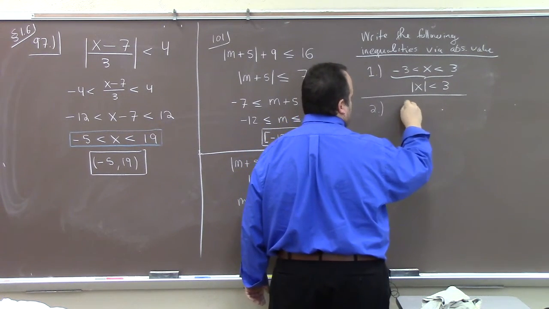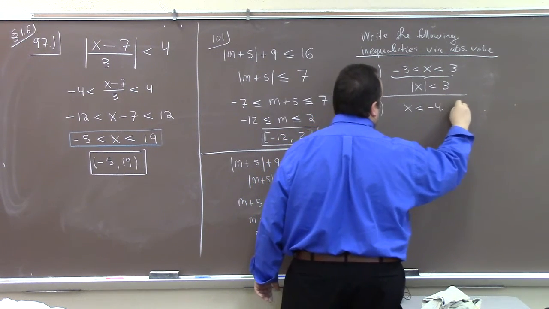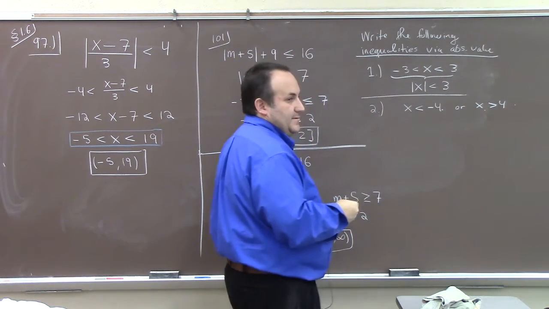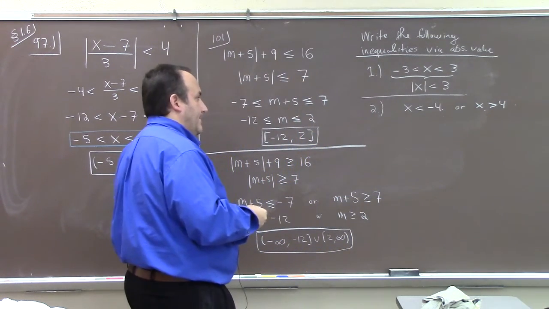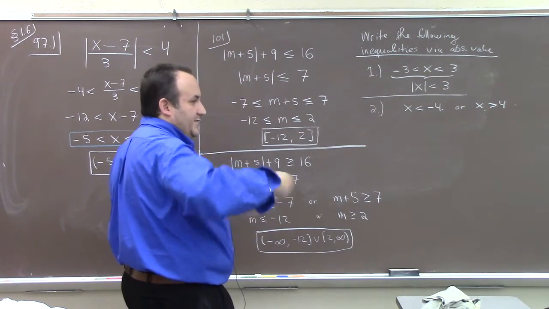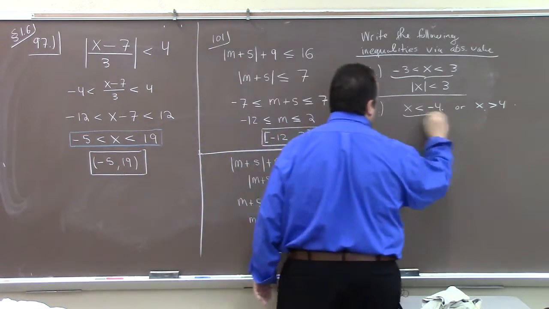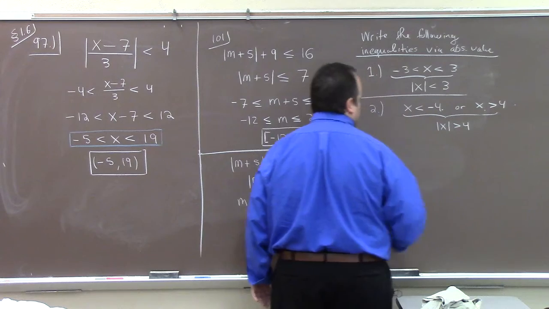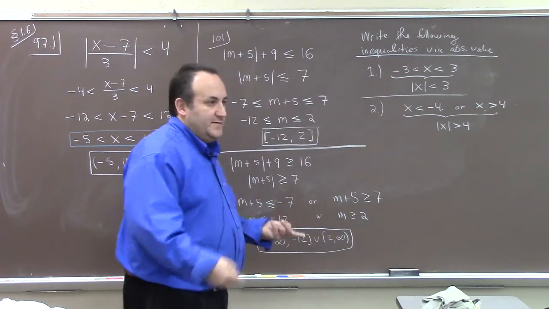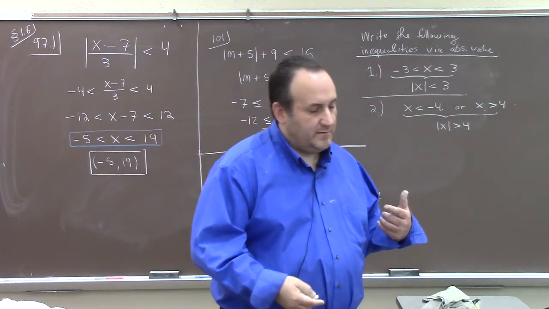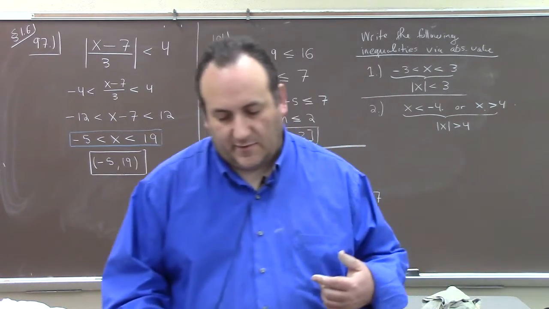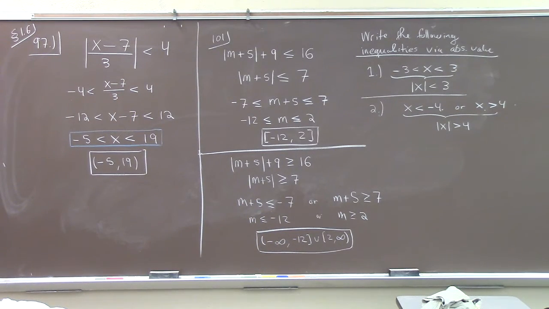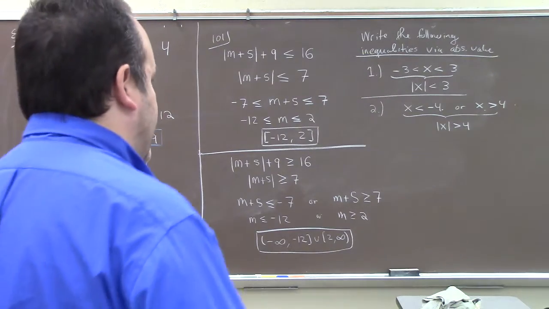Or here's one: x less than minus 4, or x greater than 4. You could put both of those together by saying this is interchangeable with the absolute value of x being greater than 4. The absolute value of x greater than 4 unwraps into either the number being negative and larger in magnitude than 4, like minus 5, minus 6, minus 7, whatever, or x being bigger than 4, like 5, 6, 7, 100, whatever.